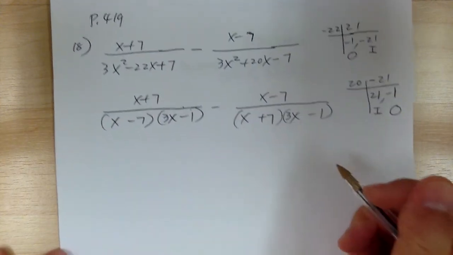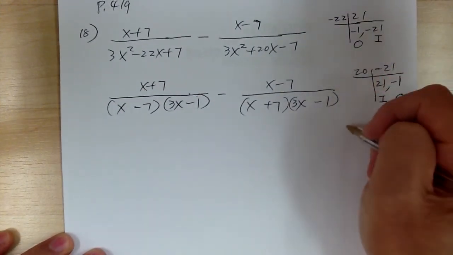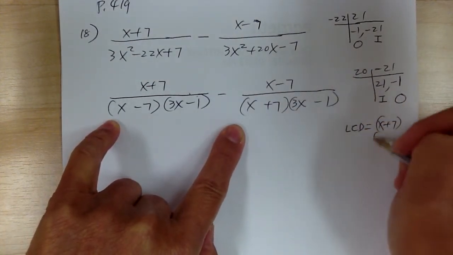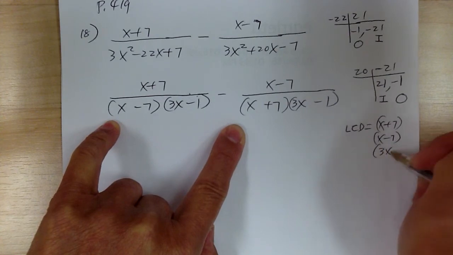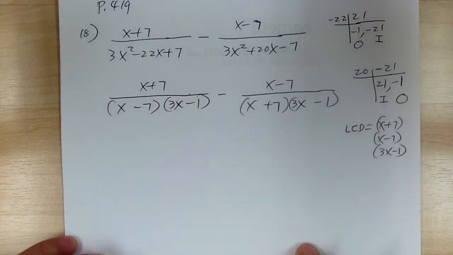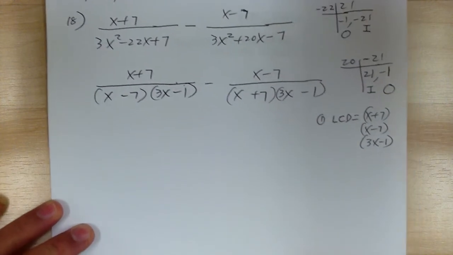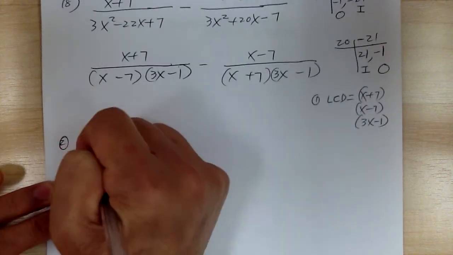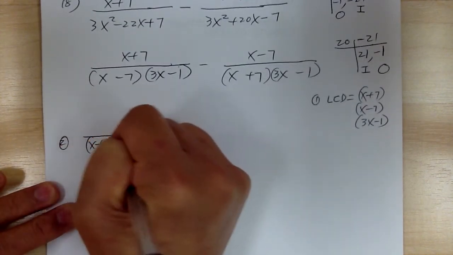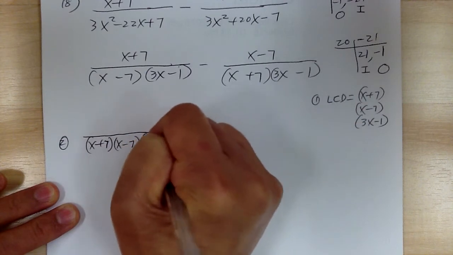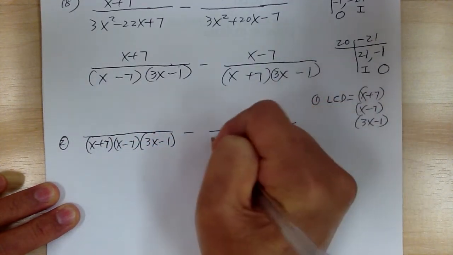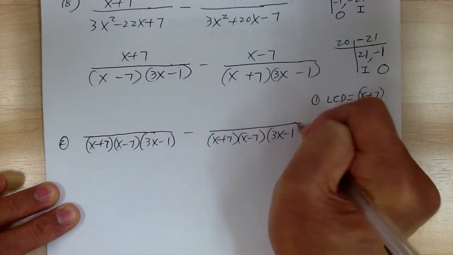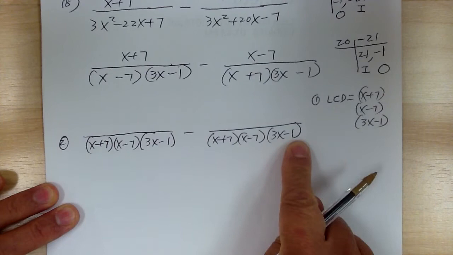Okay, so once you've done that, we're ready for the LCD. The LCD is going to be equal to x plus 7, x minus 7, and 3x minus 1. You need to have all 3. Right? So that's your step 1, LCD. So let's go to step 2. So I get x plus 7, x minus 7, and 3x minus 1. So step 2 is get your LCD ready.